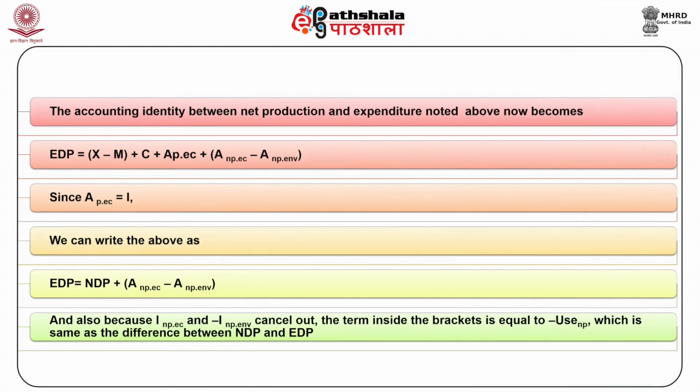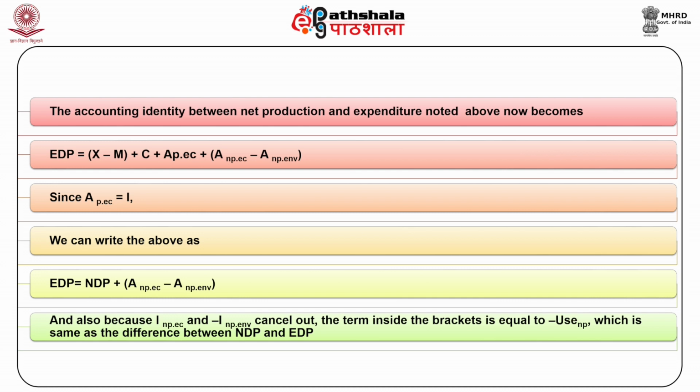Net accumulation of other non-produced natural assets, which is A NP.ENP, is also negative. Now, to sum up, the accounting identity between net production and expenditure noted above becomes ADP is equal to export minus import plus consumption plus A P.EC plus A NP.EC minus A NP.ENP, the last two terms within brackets. Now, since A P.EC is equal to I, we can rewrite that ADP is equal to NDP plus the two terms in the bracket, which is A NP.EC minus A NP.ENP.